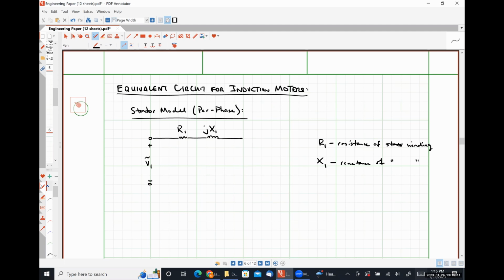Then we're going to have our shunt component. We're going to have our core losses, because remember that our stator is wound on a magnetic core, just like we would see in a transformer. And then we're also going to have some magnetization losses, like so.